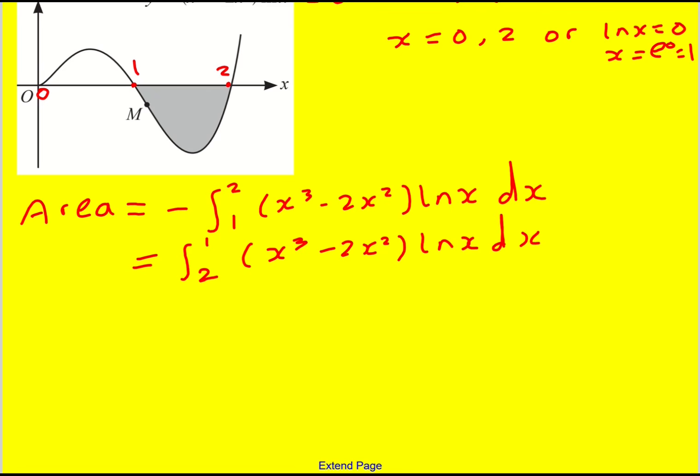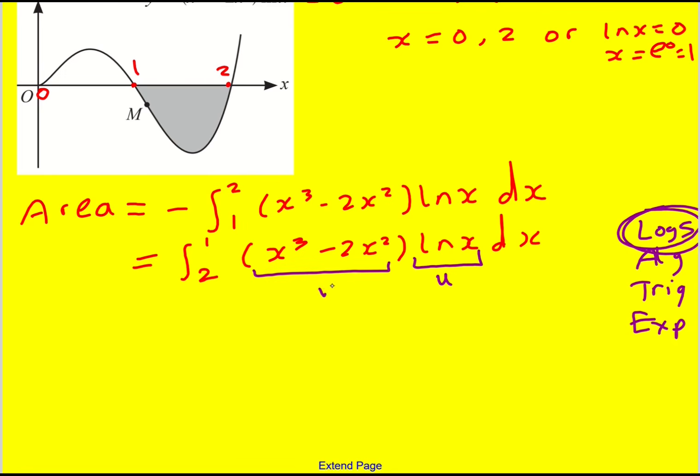Right, and this is actually a classic integration by parts. You can use the little acronym LATE, which means we're going to use logs. If we've got a log there, that tends to be our u. And then if there's no log, it'll be algebra, then trig, then exponentials. But the key one is if you see a log, make that u. Then this will be v dash. So u dash will be 1 over x, and v will be a quarter x to the 4 minus 2 over 3 x cubed.